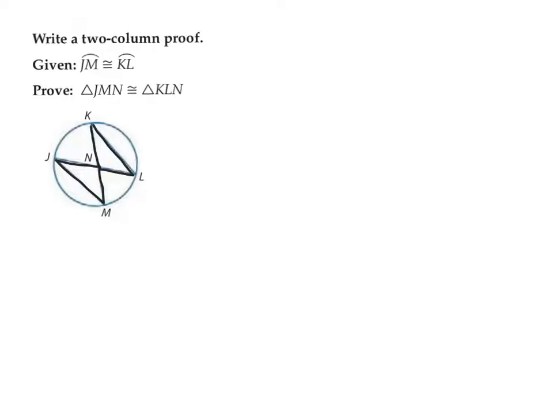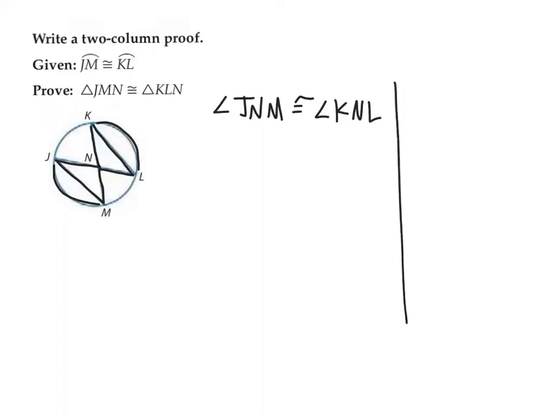So JM is congruent to KL. What does that mean for us? If those arcs are congruent, then that means the inscribed angles are congruent. So to start this proof off, I could say that angle JNM is congruent to angle KNL because of one of the theorems that we just learned today. It is 10.7, so that's because of theorem 10.7.